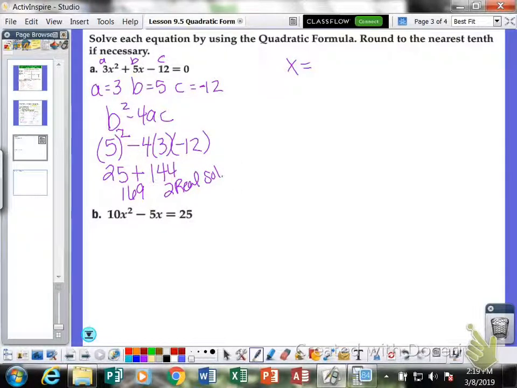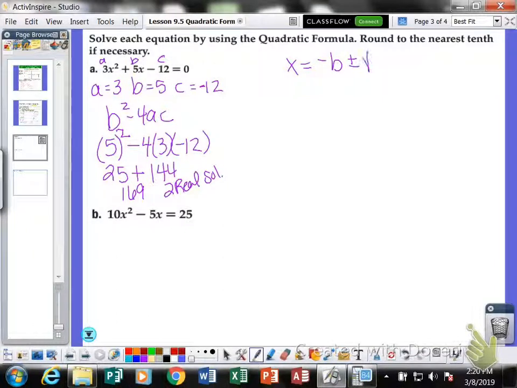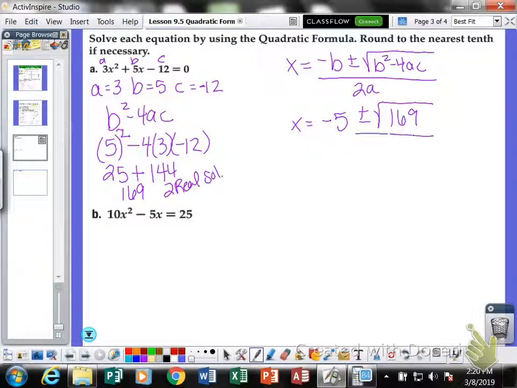Always write your formula down. x equals negative b plus or minus the square root of b squared minus 4ac, all over 2a, not just part of it, all of it. x equals negative b was 5, so negative 5 plus or minus the square root. We already did the discriminant, we got 169. All over 2 times 3. So x equals negative 5 plus or minus the square root of 169, which is 13, all over 6.